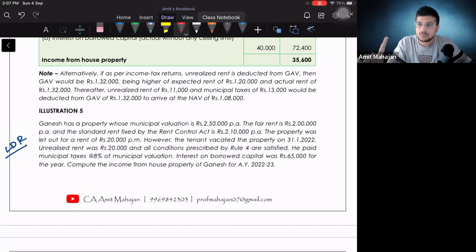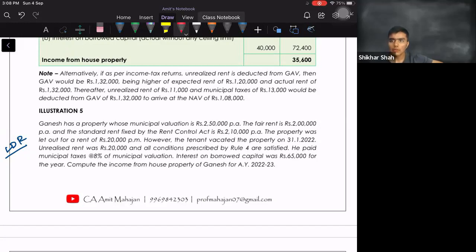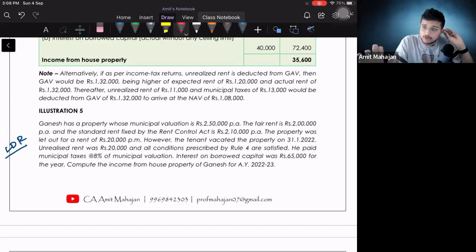Perfect. Now I have to compute the actual rent. What is the actual rent? The property was let out for a rent of 20,000. However, the tenant vacated the property on 31/1/2022. Tenant vacated. Can I say for the rest of the period, like for 2 months, it is vacant? 2 months, right? 31/1/2022, so February, March. So for 10 months it was let out. For 2 months it is vacant. First of all, identify which situation I am falling under. The second one. Everybody agrees with me that we will fall under the second situation.